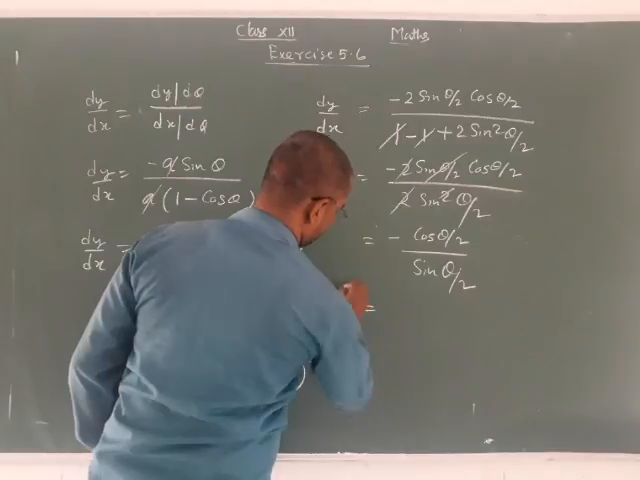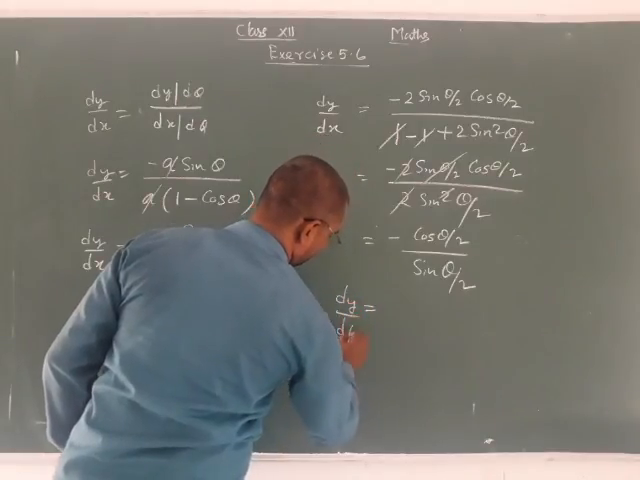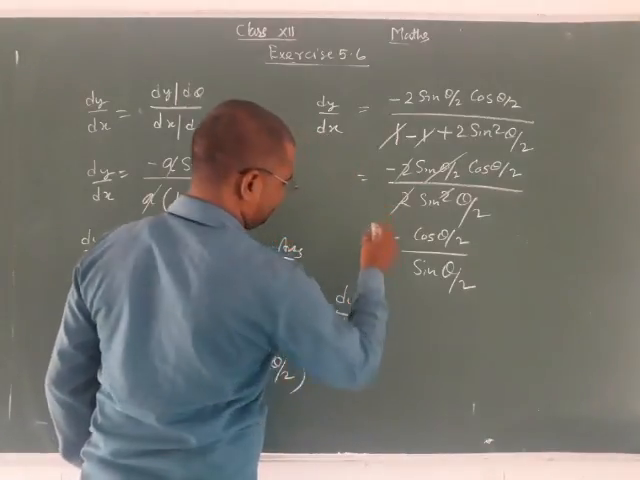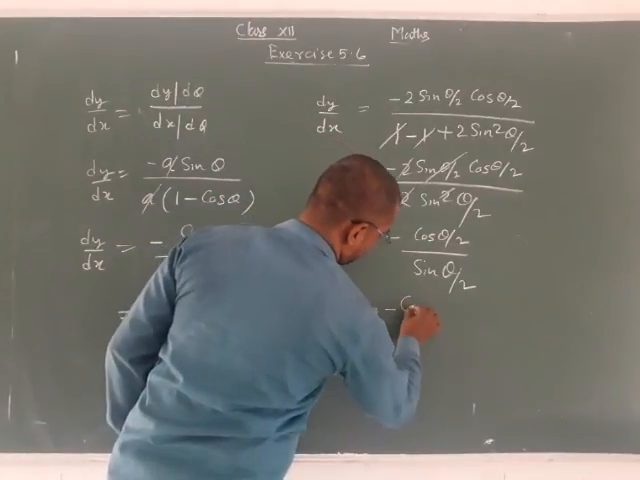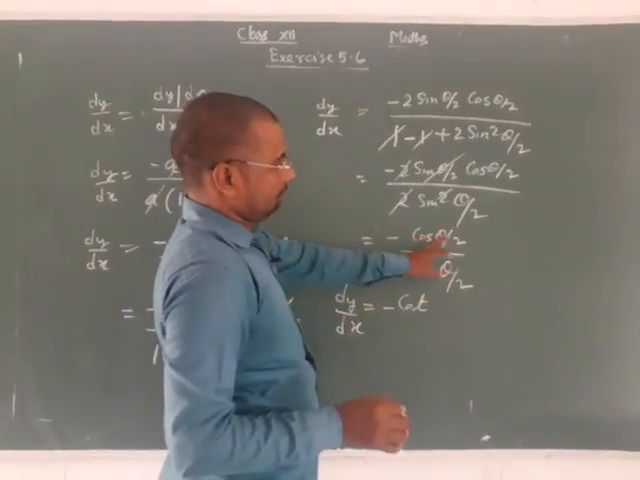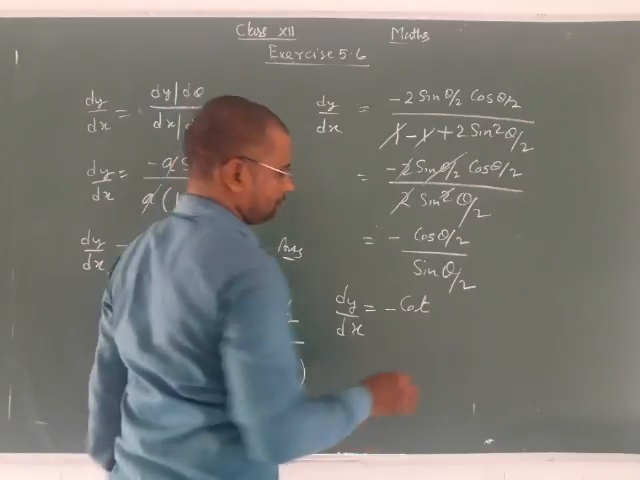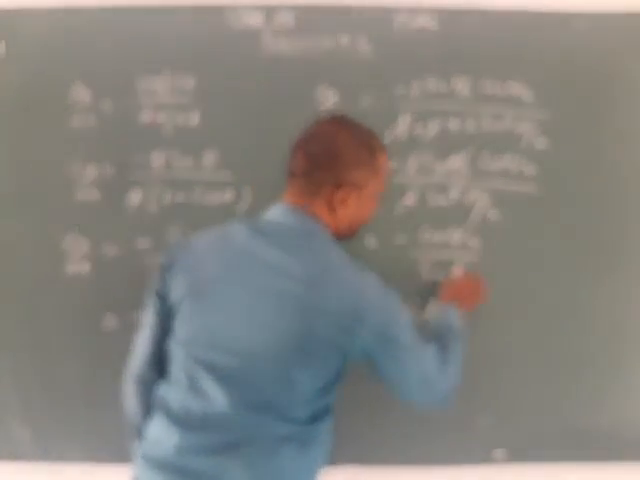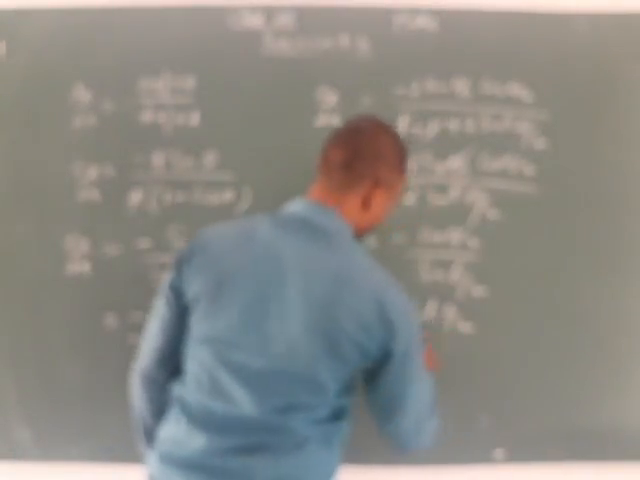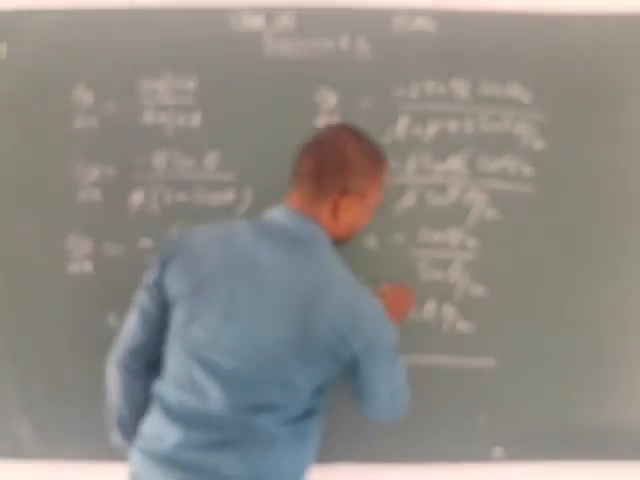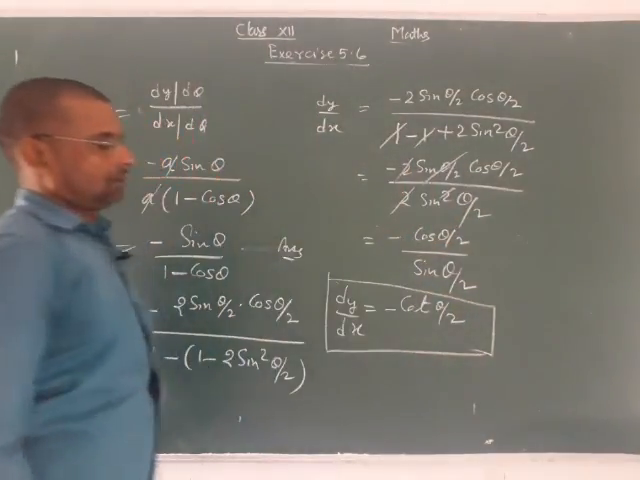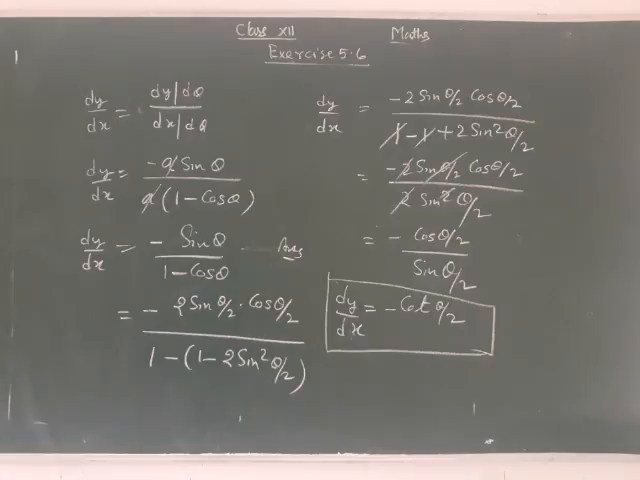So this is dy upon dx. So minus cos theta by 2 upon sin theta by 2, that is minus cot theta by 2. This is the answer of the given question. That's all.